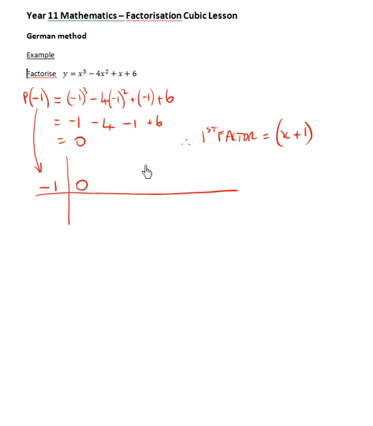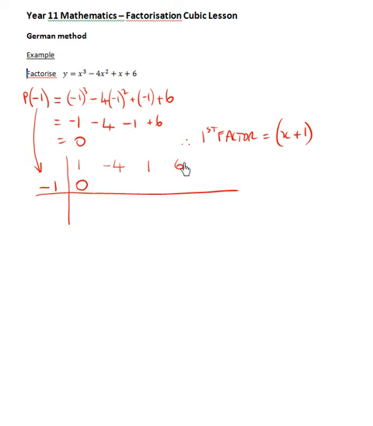And across the top of the screen go the coefficients of the cubic. So above the 0 goes the coefficient of x cubed, 1. In the second spot goes the coefficient of x squared, negative 4. In the next spot is the coefficient of x, 1. And the last spot is 6.